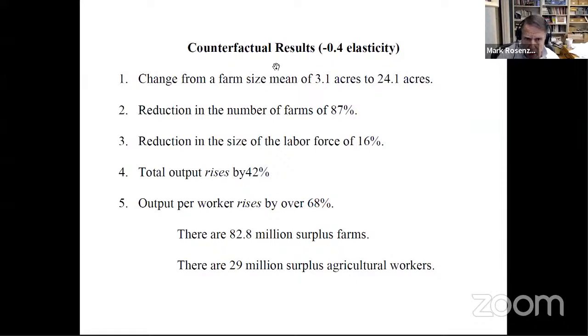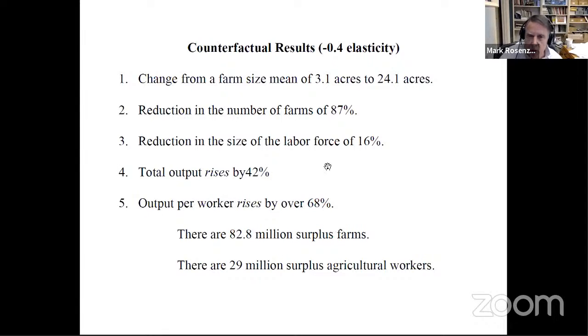So skipping over that, let's do the counterfactual. We get that the optimal farm size is about 25 acres. We make all the farms 25 acres. We take into account that the wage rate is a fixed point, because as we increase the farm scale, that's going to affect the demand for labor, which is going to affect the equilibrium wage, which is going to change the effective capacity of the machinery that's used, et cetera. But the counterfactual we get, with an elasticity of labor demand in the urban area, which results in a slight decrease in the wage, is the following. If we make all farms optimal, we go from 3.1 acres to 24 acres, a reduction in farms of 87%. The size of the labor force goes down by only 16%, total output rises by 42%, and output per acre rises by 68%.